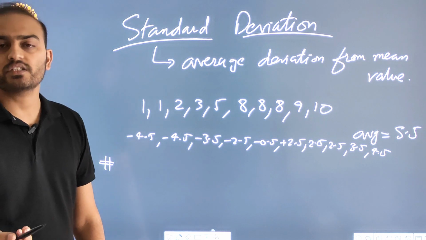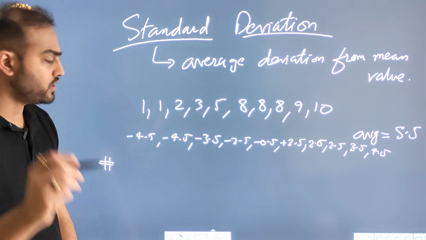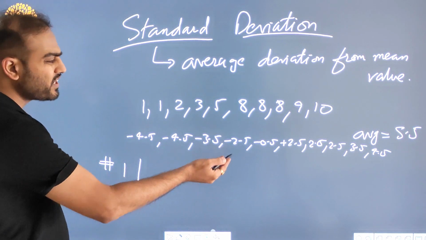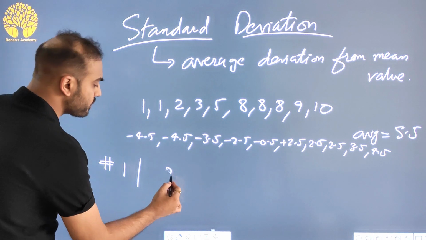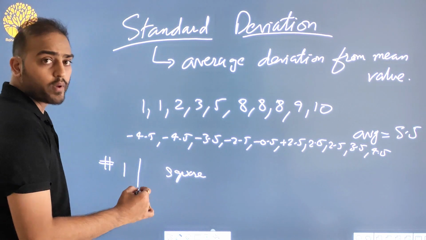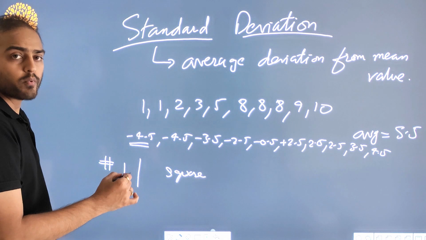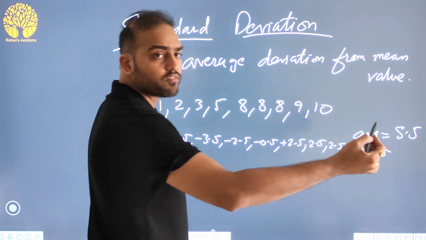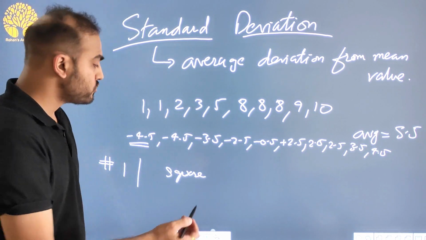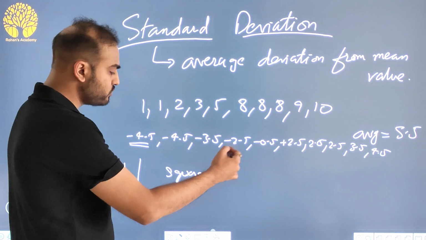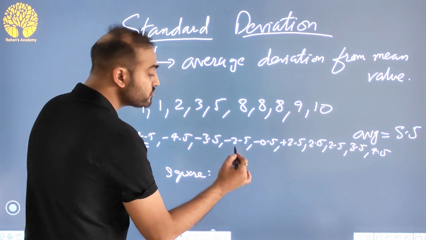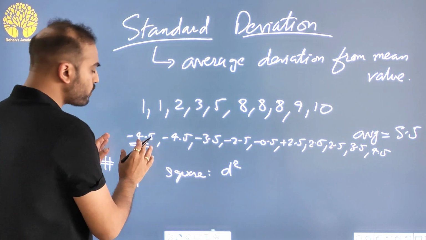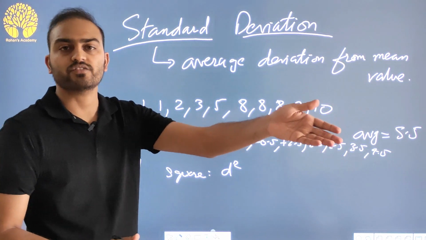Now there are only two operations in math that do that. We have studied those. One is absolute, or modulus. We can't take modulus. Another is square. The square of minus 4.5 is plus 20.25, and the square of plus 4.5 is also plus 20.25. So instead of taking the deviation values, we square them, so that everything becomes positive. Minus 4.5 and plus 4.5 give me the same answer.